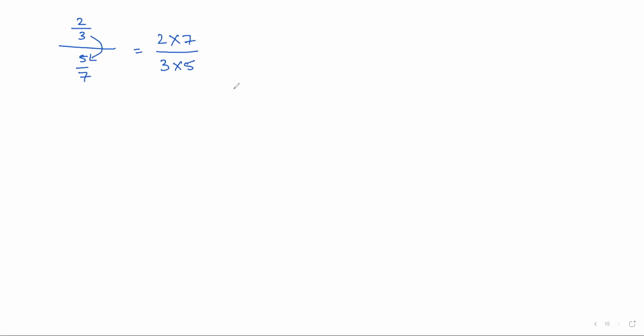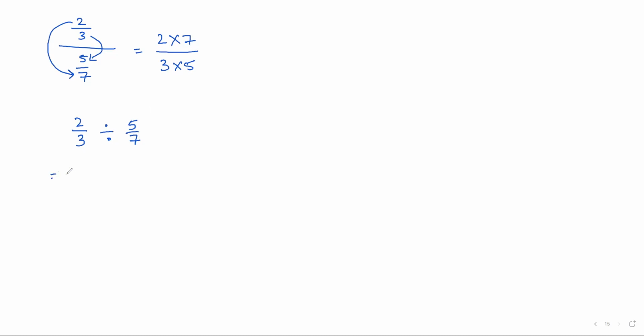So we basically change the division into multiplication. Understood? These two terms will be multiplied together. Now this is exactly the same thing. This is just the way of writing, but the concept is this. Now try to understand what the concept is. The concept is that you are dividing 2 by 3 by 5 by 7 here, right? We are dividing 2 by 3 by 5 by 7.